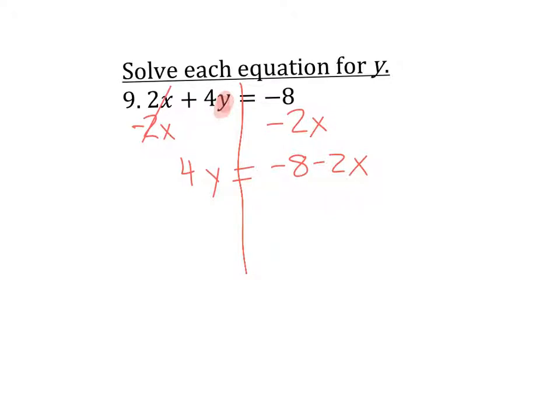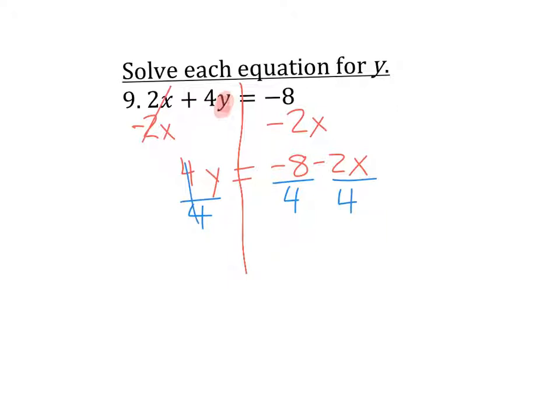Now I need to get rid of this 4 that's in front of y. Remember, 4y is like 4 times y, so my opposite operation would be divide by 4. And anytime you do division, you have to make sure it's done to every term. So that's kind of the tricky part to remember here. When we're adding and subtracting, we just do it once on either side. When I'm multiplying or dividing, I have to make sure it gets done to every single piece, okay?